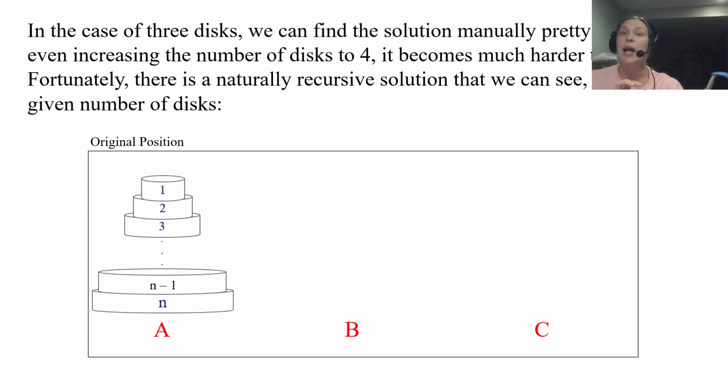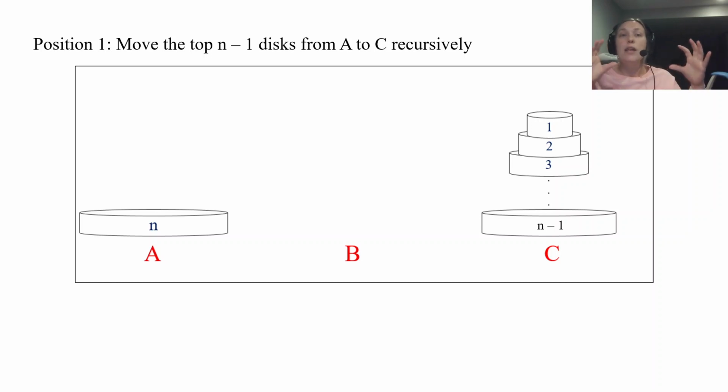So we're going to generalize how we're moving these disks into basically 3 positions, because there are going to be 3 main lines of code in our recursive solution. This is our original position, with n number of disks, however many there are. Position 1 is moving all of the top disks from A to tower C recursively. We'll talk about how we move recursively in a moment. But 3 positions. Position 1, our first step, is to move these top chunks over to tower C.